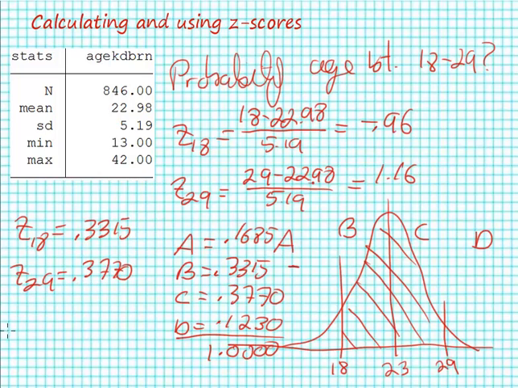And now I need to solve for B plus C, which will give me my probability that a woman is between the ages of 18 and 29 when they have their first child. And so the answer to this problem is approximately 0.7085, or we can just call it about 0.71. The probability of a woman having their first child between the ages of 18 and 29 is approximately 0.71.